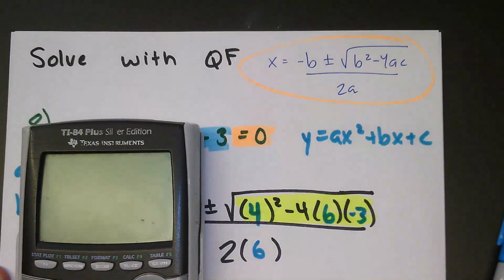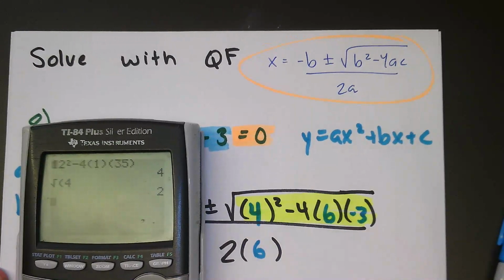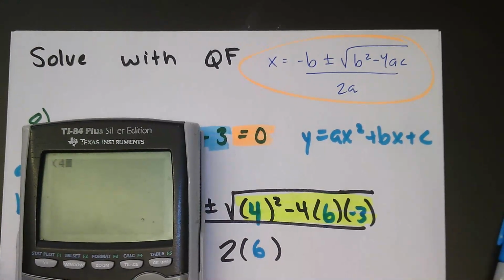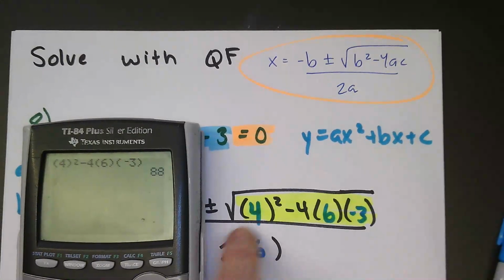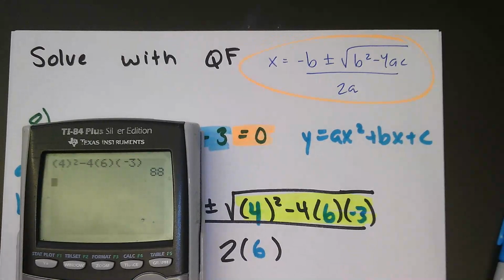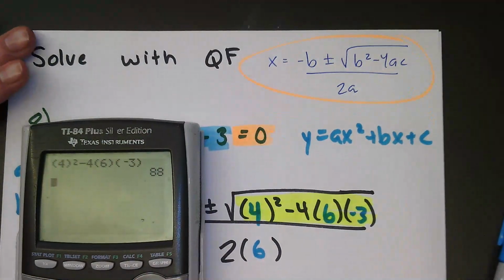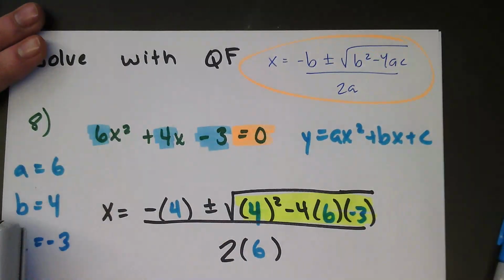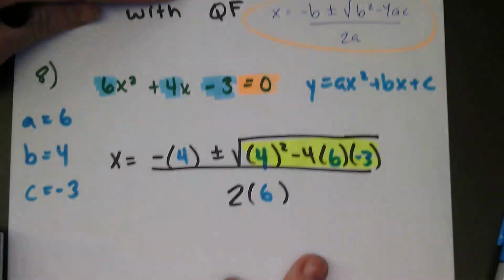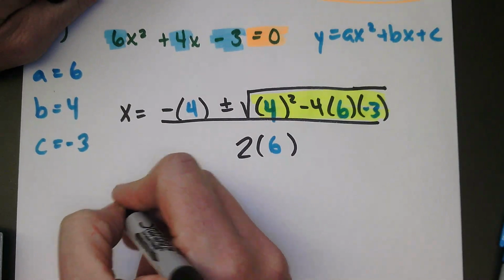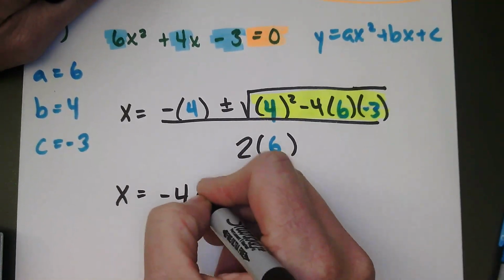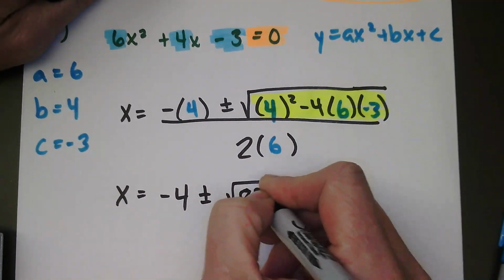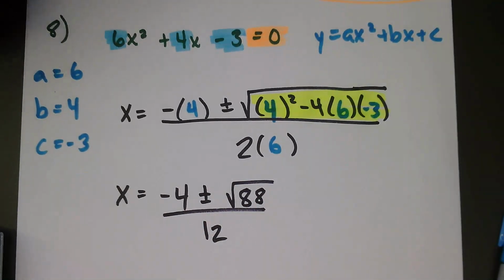And if we just do that number, so not even the square root, just the part that's under it. So I'm going to do 4 squared minus 4 times 6 times -3. That's going to give me the number 88. And that makes it a lot easier to work through. And because this is a positive number, I know I'm going to get real numbers. My solutions are actual numbers as opposed to complex solutions. So I get the square root of 88 all over 12.